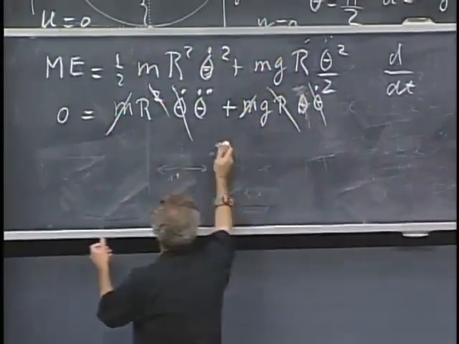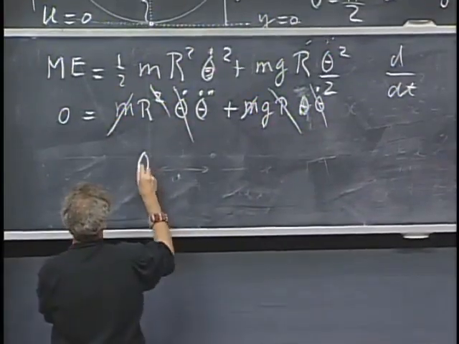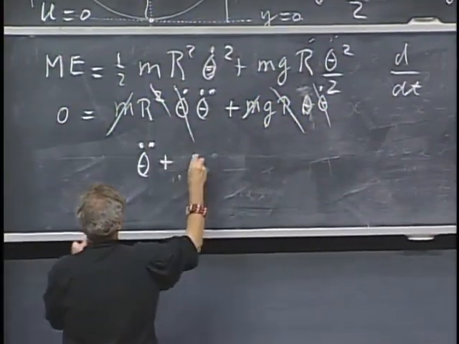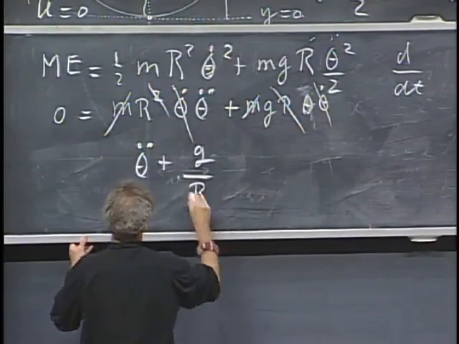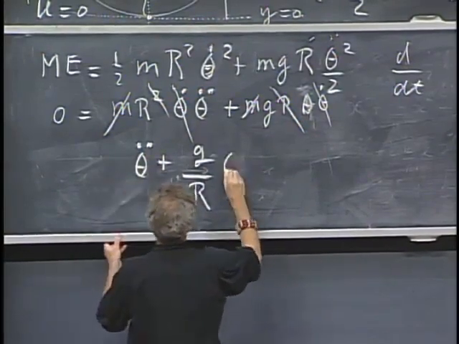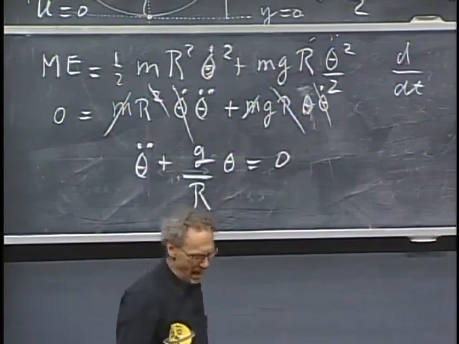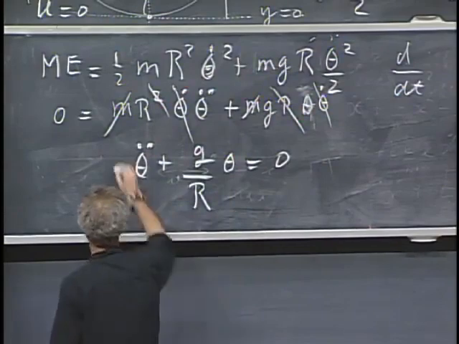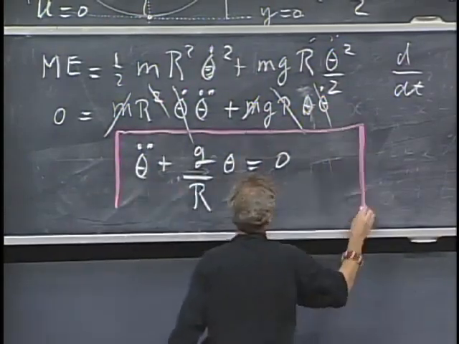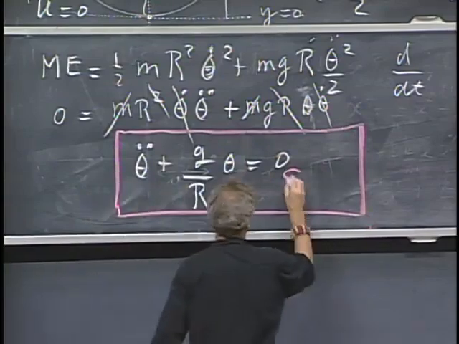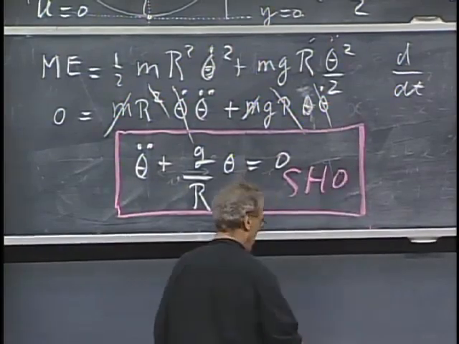And what do I find? That theta double dot plus g over r times theta equals 0. And I couldn't be happier, because this tells me that the motion is that of a simple harmonic oscillation.